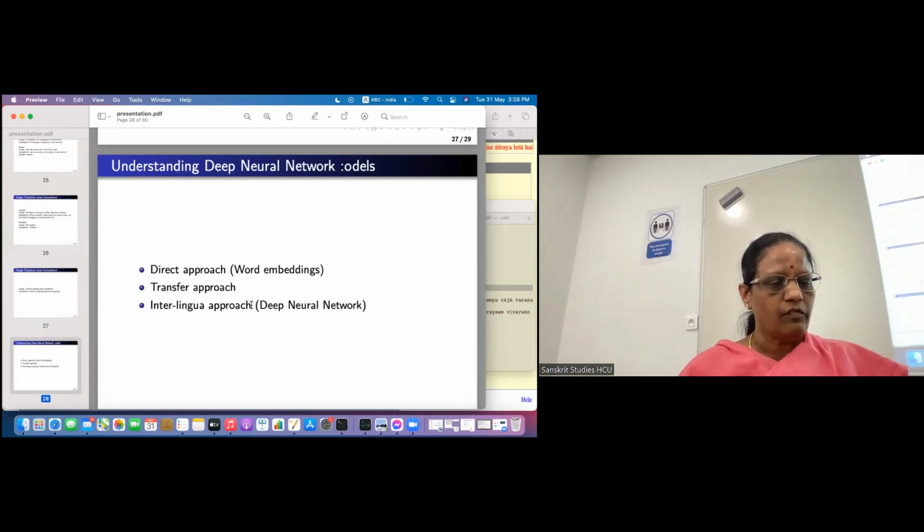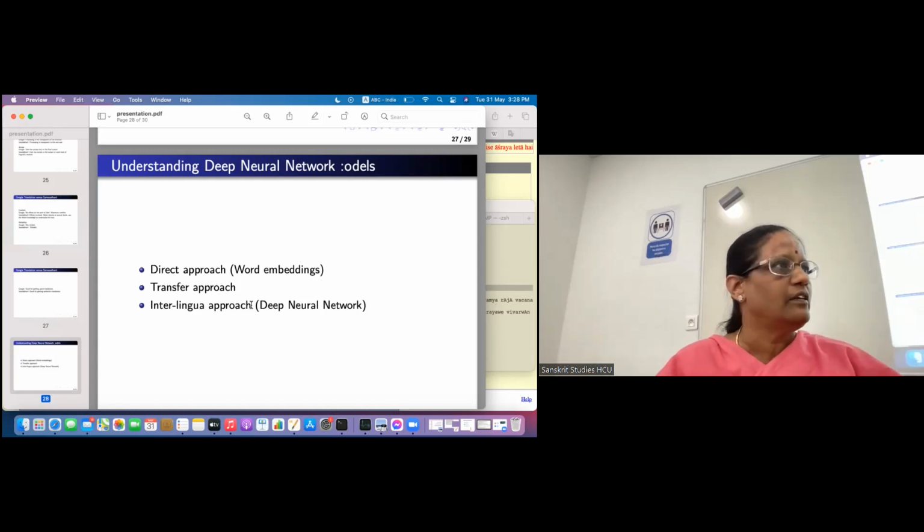So what they did was they collected the Sanskrit corpus, and it's available online on several websites. Wikipedia is one of the sources, and we have Gretil and other sources also, where a lot of Sanskrit text is available in electronic media. Now, after collecting all these texts in Sanskrit, they developed the word embeddings for Sanskrit.